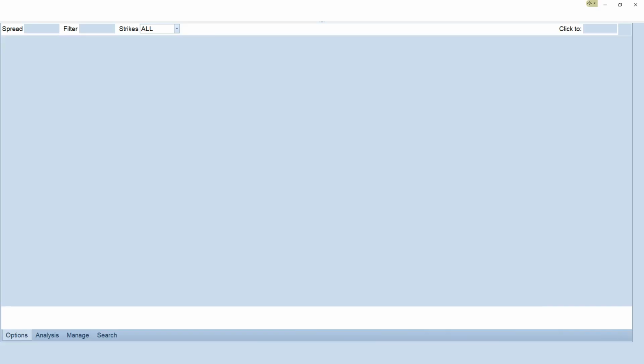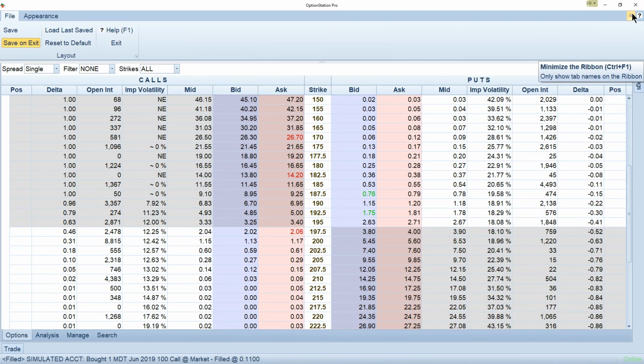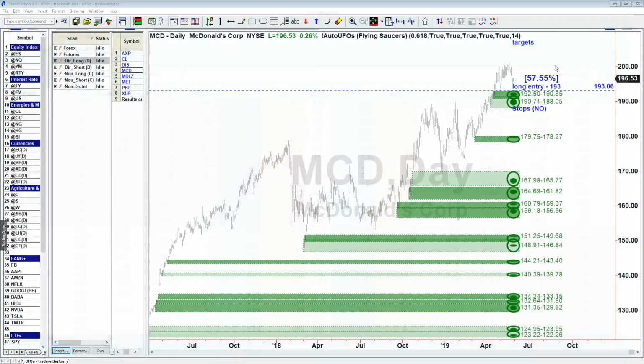Okay, so option chain for McDonald's. Okay, so I'm going to have to reload it.